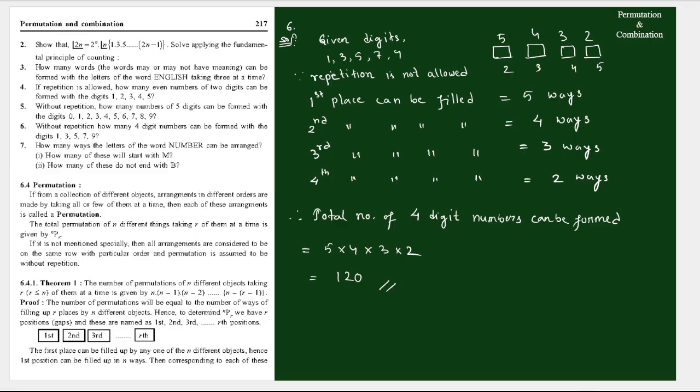Okay. So now shall we proceed to our question number 7? What is question number 7? How many ways can the letters of the word NUMBER be arranged? Okay, so write the word number. How many letters are there? 1, 2, 3, 4, 5, 6. 6 letters are there.